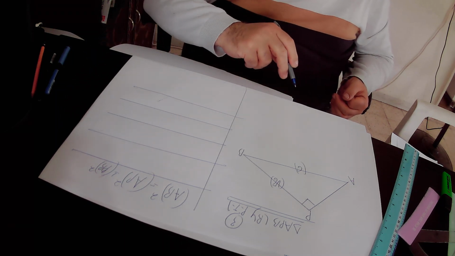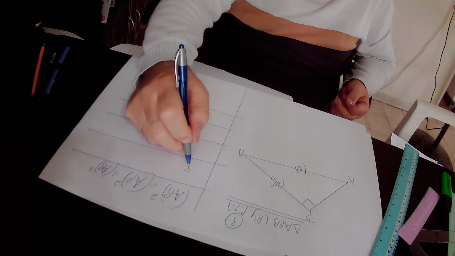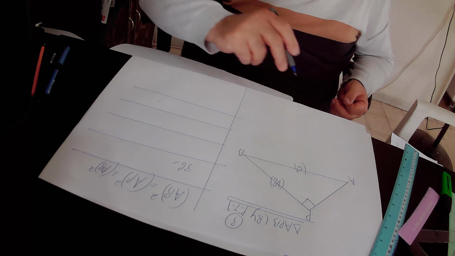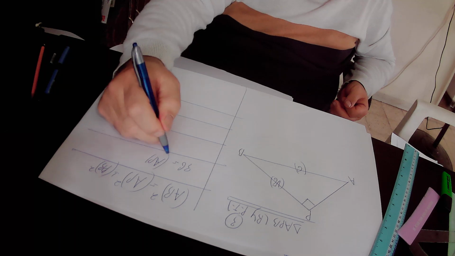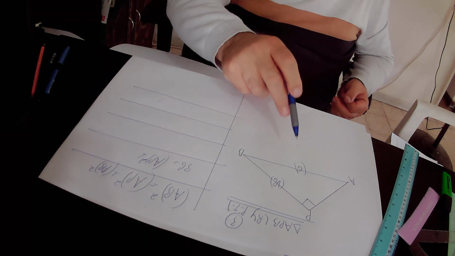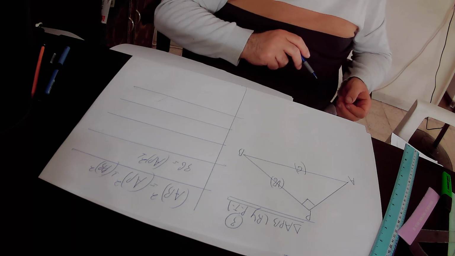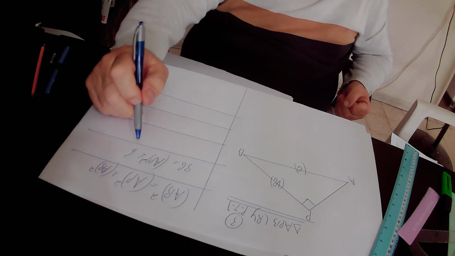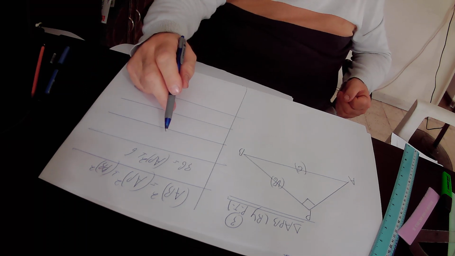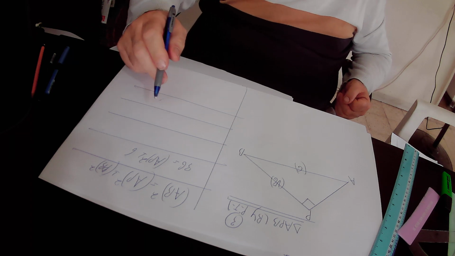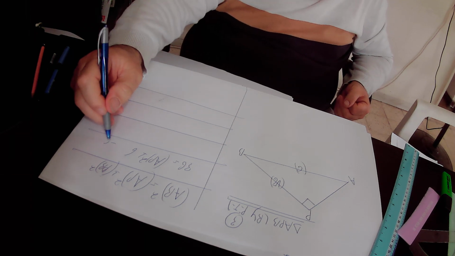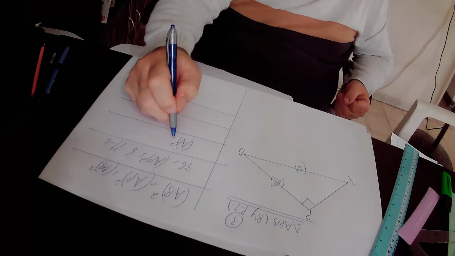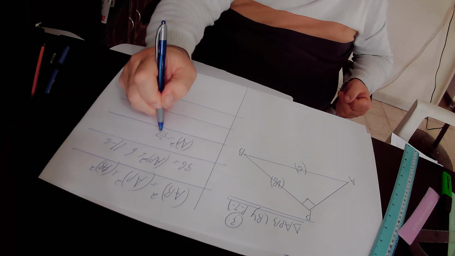AB is 6, therefore AB square is 6 squared, that is 36, and it is equal to AP square. AP is the missing side, so we leave it as it is. Plus PB square. PB is square root of 6, therefore PB square is 6. So in total, 36 equals AP square plus 6. Here we subtract 6 from this equation, and we get that AP square equals 36 minus 6, which is 30.